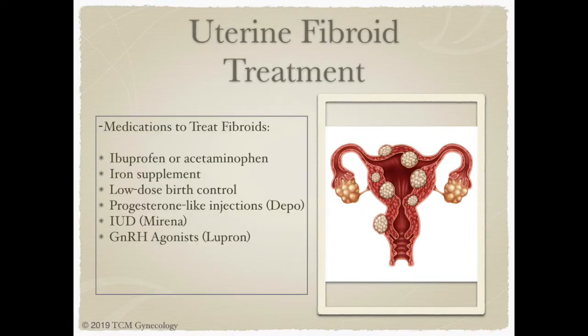So medications that we use to treat fibroids, if they're not large, if they're not causing problems with adjacent tissue, oftentimes women will take ibuprofen or acetaminophen to handle the discomfort of the fibroid. Iron supplements are commonly used if there is profuse menstruation to supplement iron that is lost from heavy blood loss. Low-dose birth control, again, we're getting more into hormonal control of this. Progesterone-like injections like the Depo-Provera shot, IUDs like Mirena, and GnRH agonists like Lupron are all medical interventions that you do see.